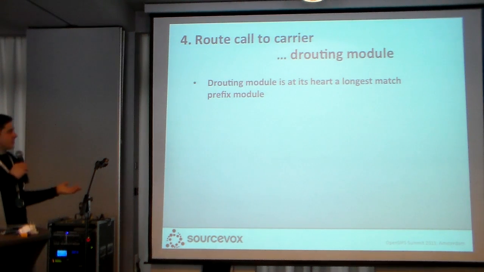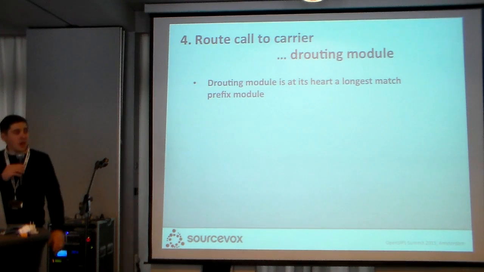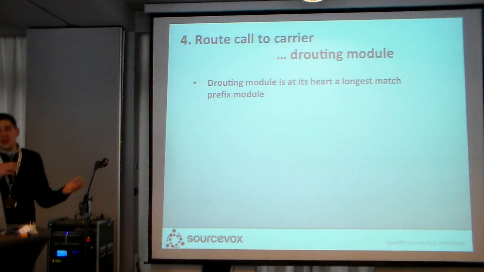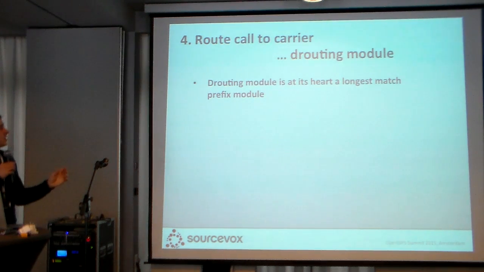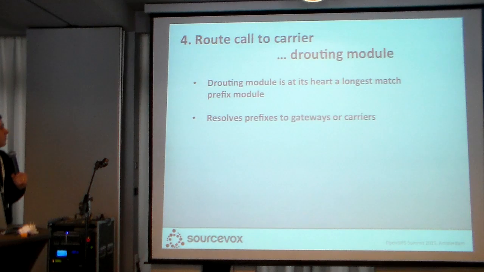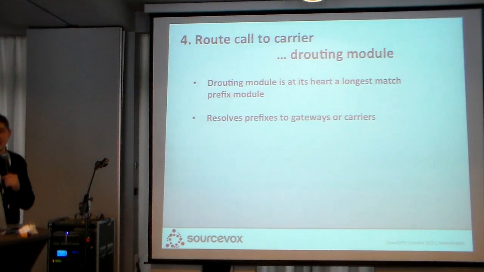So, if you're sending a call to prefix 4479, it will look in its configuration for the longest match it can get that will send the call to the 4479 prefix. And then it will resolve that prefix to a list of gateways or carriers that you tell it can deal with the call.